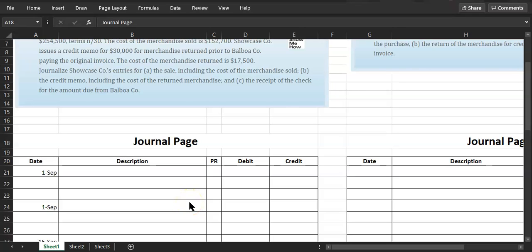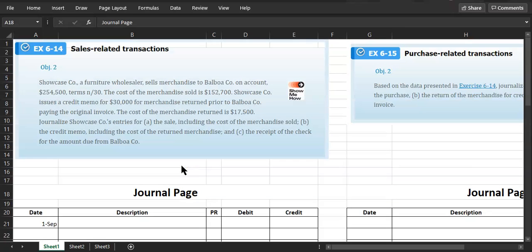Starting in Chapter 6, we have started merchandising or retailing, meaning that we're buying and selling a product instead of just providing a service. So we're going to go through some purchase transactions and sales transactions that are identical. We're just going to look at them from both points of view. First, we'll go through the sales portion, and then we'll turn around and use the same information to make the purchase. Okay. Anyway, we have Showcase Company.